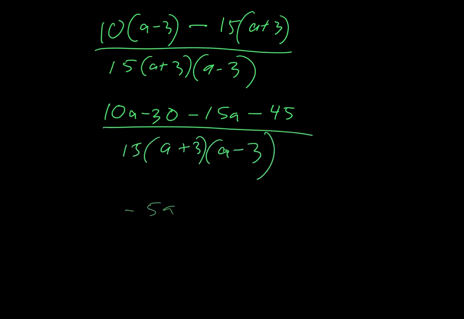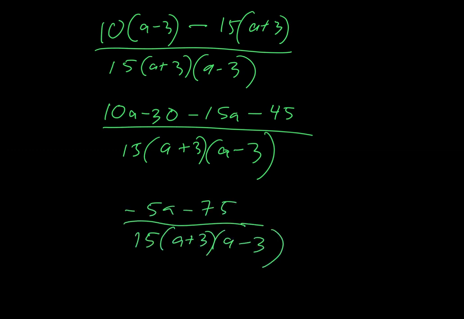Negative 5a minus 75, all over 15, a plus 3, a minus 3. Again, that numerator can be divided by 5. It'll factor out. It'll reduce to give you your final answer. Biggest reason why I did that one, just to remind you that when there's that negative, when you're subtracting fractions, make sure that negative goes to the whole fraction. Just essentially making sure you're using the distributive property to get that moved out.